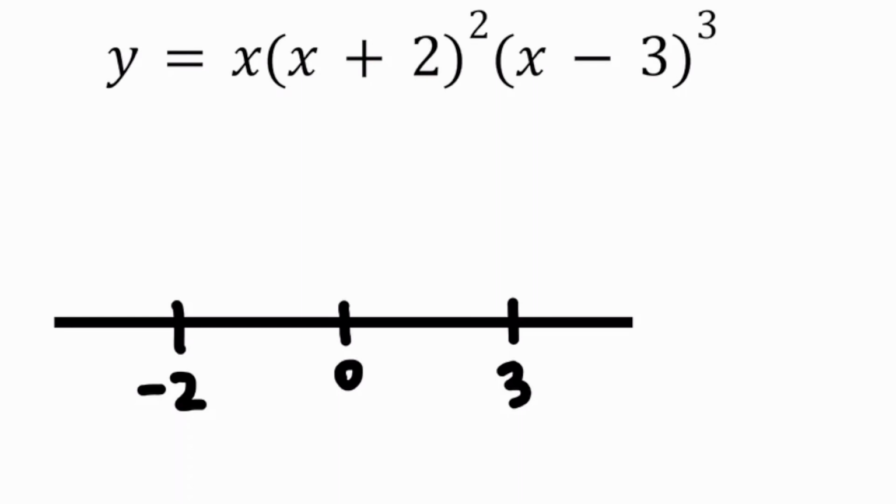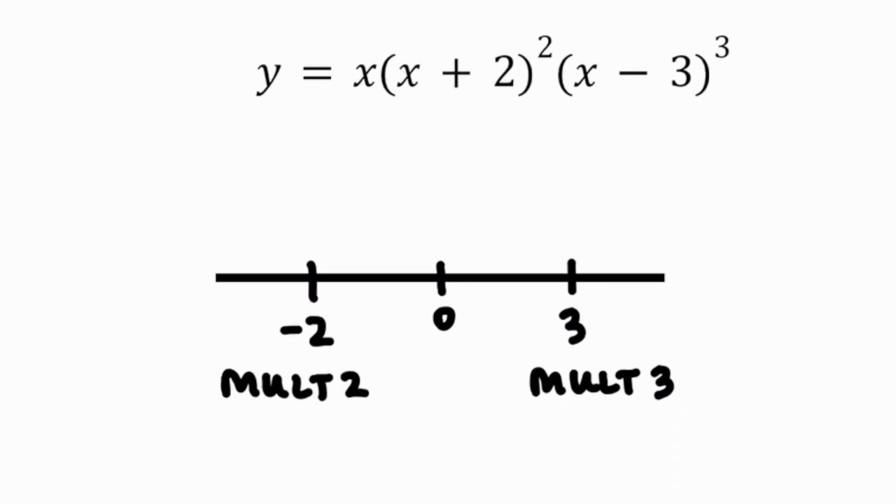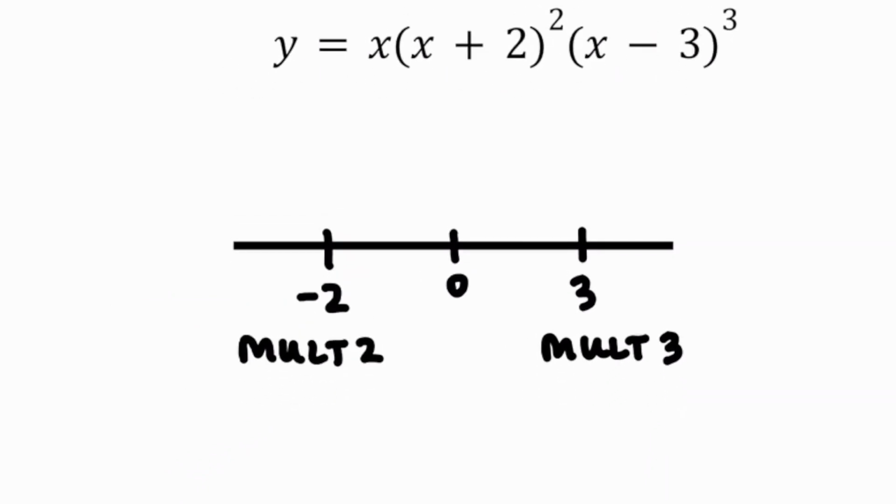At x equals 0, I have a single root because it's just x to the first power. X equals negative 2 is going to be a double root. I write multiplicity 2. X equals 3 is going to be a triple root, which is multiplicity 3. Now this single root, that's multiplicity 1, and that'll matter when I go to determine whether I have a sign change or not. That's what I'm going to do right now.